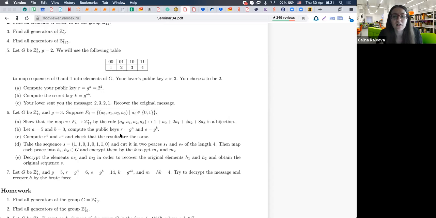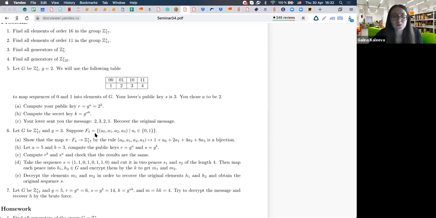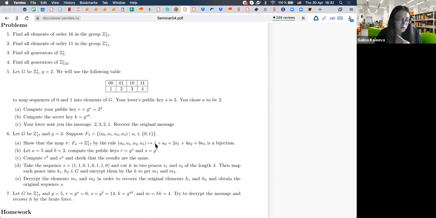Then we need to map each piece. So speaking only about the first one, we need to map the first piece into H1. How do we map it? Using the rule. We take 1 plus A0, which is 1, plus 2A1, which is 2, plus 4A2, which is 0, plus 8A3, which is 8. So this is 12 from our multiplicative group.